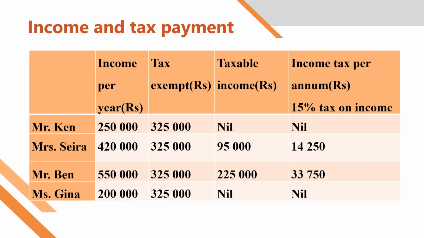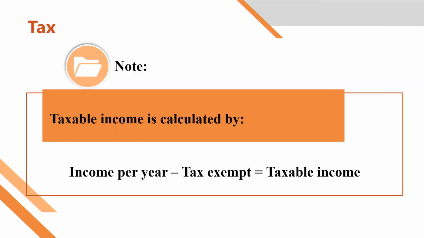Mrs. Sarah earns 420,000 rupees per year. Tax exemption is 325,000 rupees. Taxable income is 95,000 rupees. Hence, income tax per annum is 14,250 rupees. Note: taxable income is calculated by income per year minus tax exempt is equal to taxable income.